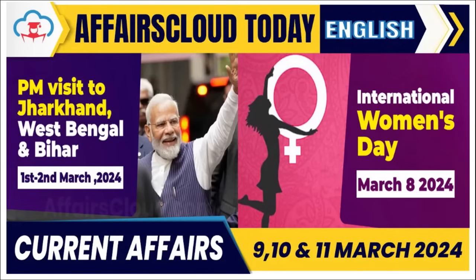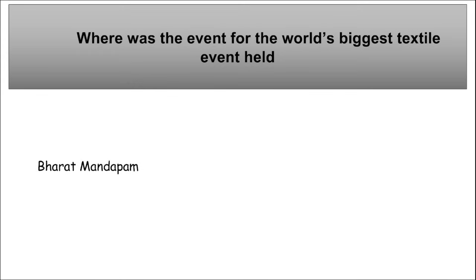Hello everyone. So in this video, we will be discussing important current affairs for 9th, 10th and 11th of March. The session will be quite interesting, so do pay attention till the end. Let's start. First question is, where was the event for the world's biggest textile event held?